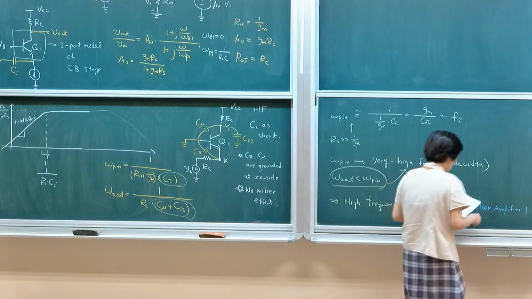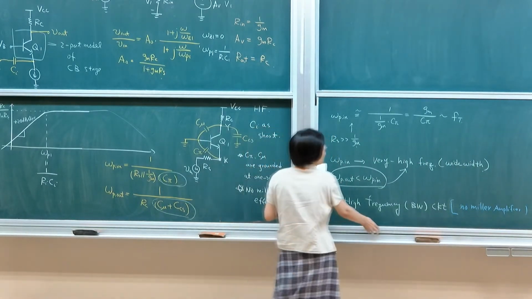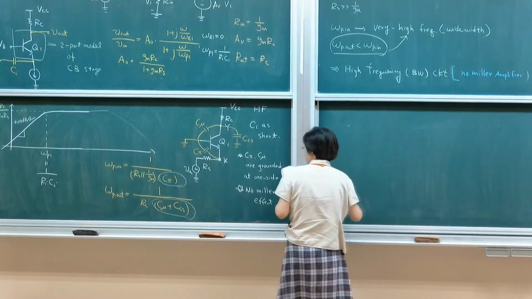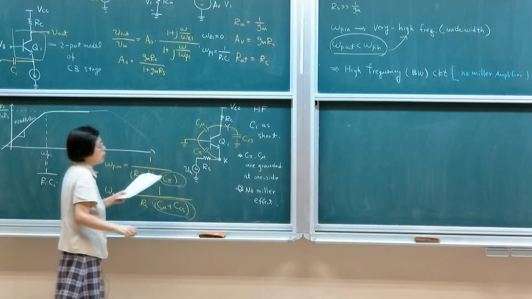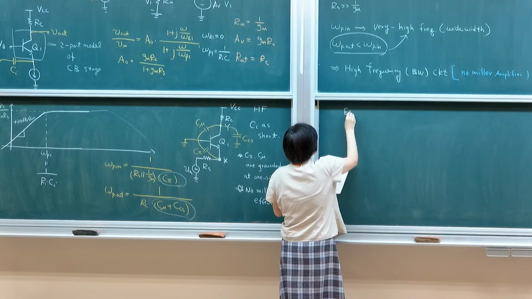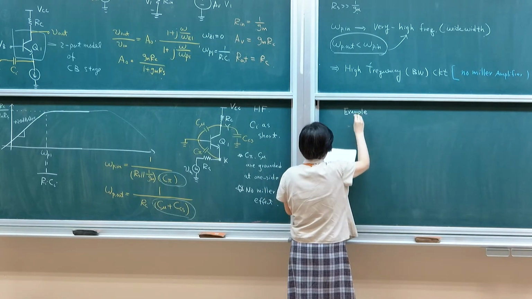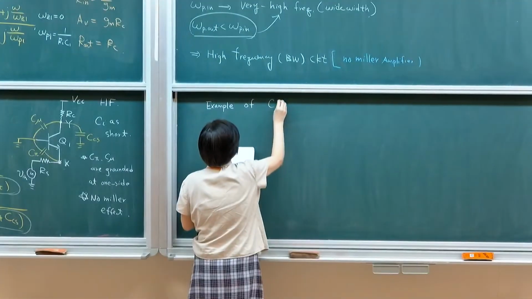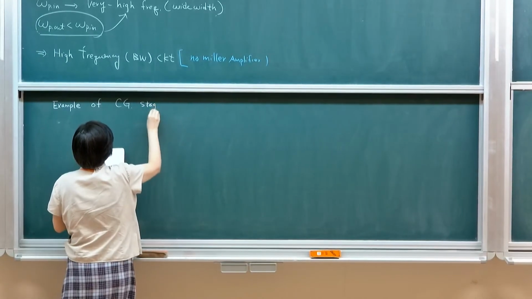We could also do this analysis on a common gate amplifier. I'm going to use an example. So let's only look at the high frequency part. Example of a common gate stage at high frequency.